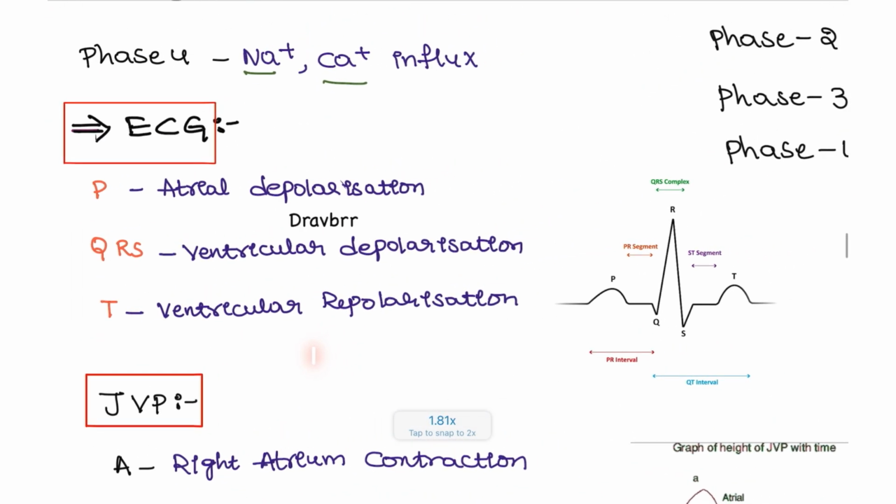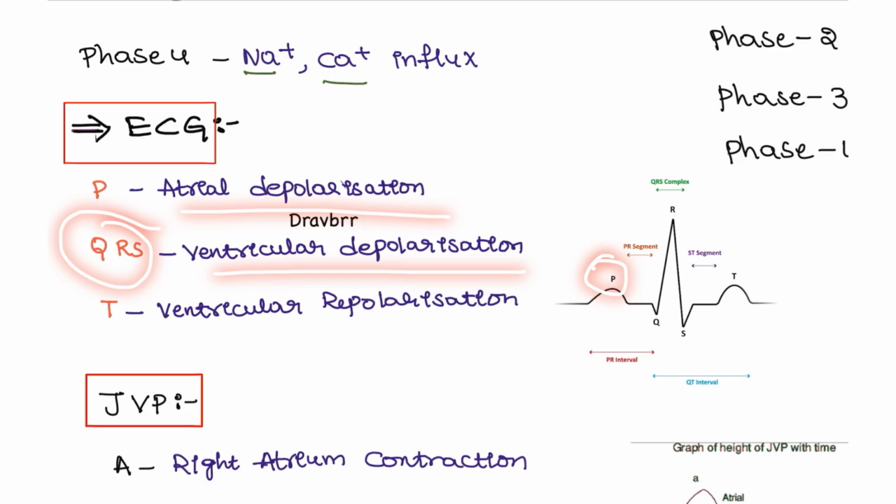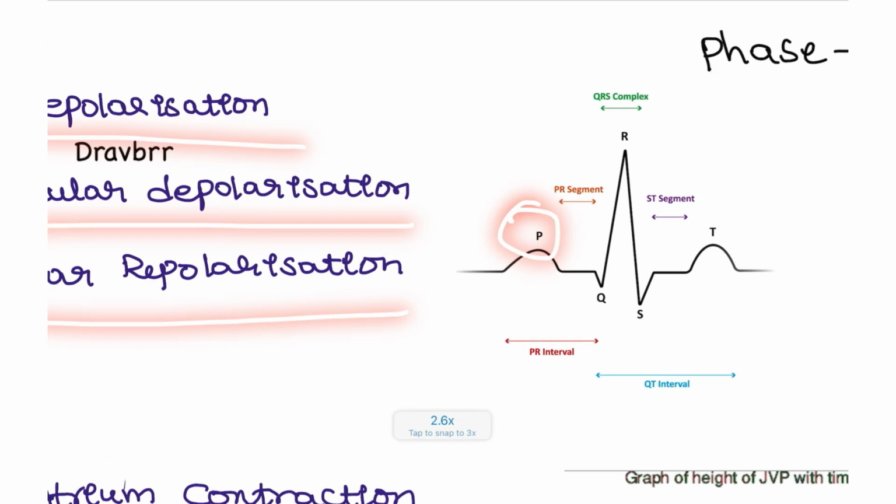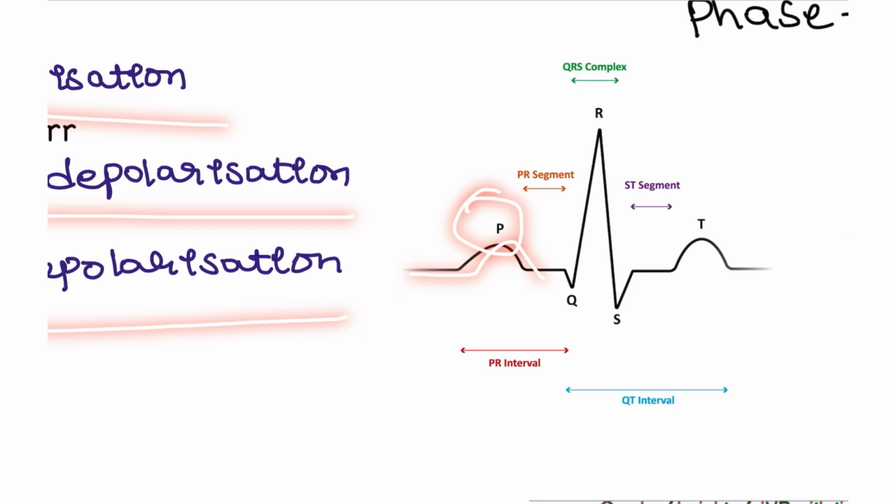Next, ECG waves, important ECG waves. What is the P wave significance? Atrial depolarization. QRS is because of the ventricular depolarization. T wave is due to ventricular repolarization. So here you can see P wave, atrial depolarization. QRS, ventricular depolarization. T wave is due to ventricular repolarization.